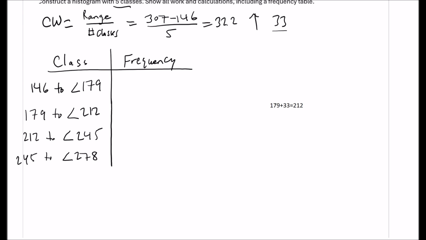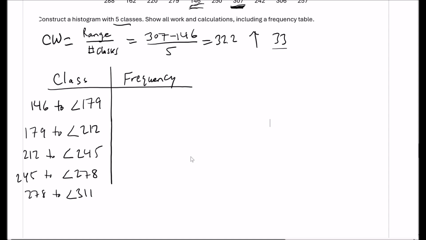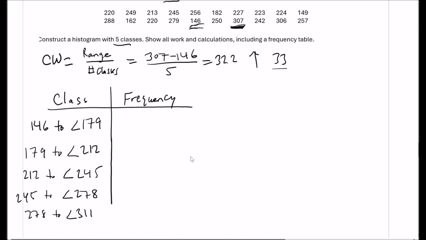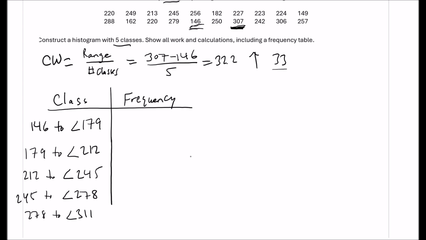Then 245 to less than 278, and 278 to less than, so this is the 5th class now, so I only need to do it one more time. Add 33 to that, so that's going to be 311, but let me double check that. Okay, 311. So there are 5 classes. Now we can count how many numbers are in each class. 146 to 178, because we want to be less than that.